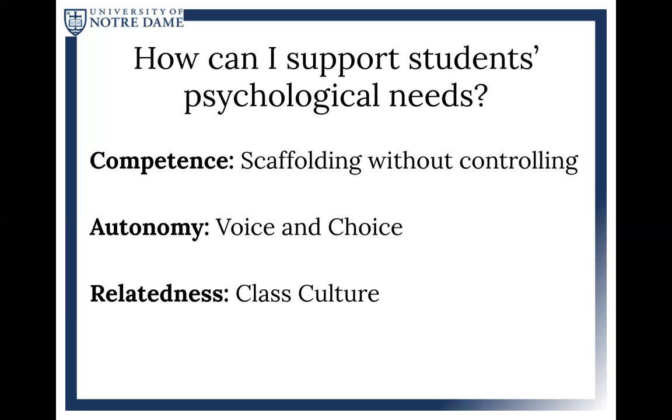Now, this doesn't mean letting students do whatever they want in the classroom, but rather setting up parameters, scaffolds, and within those parameters, giving students voice and choice as to how they complete assignments and how they express mastery over the material. A third psychological need is relatedness, or relationship within students and between students and teachers. And teachers can support this psychological need by creating a pro-social class culture.